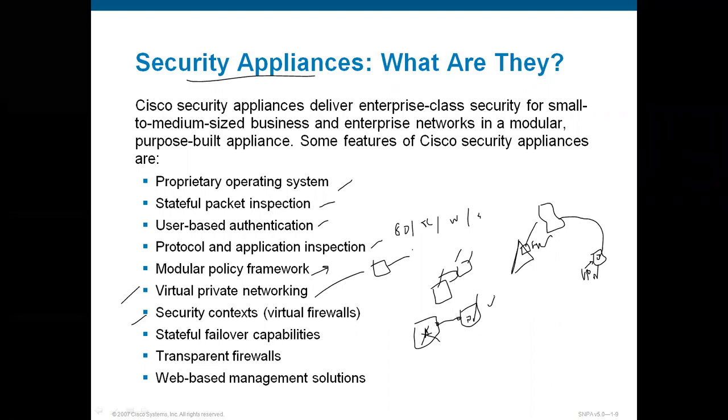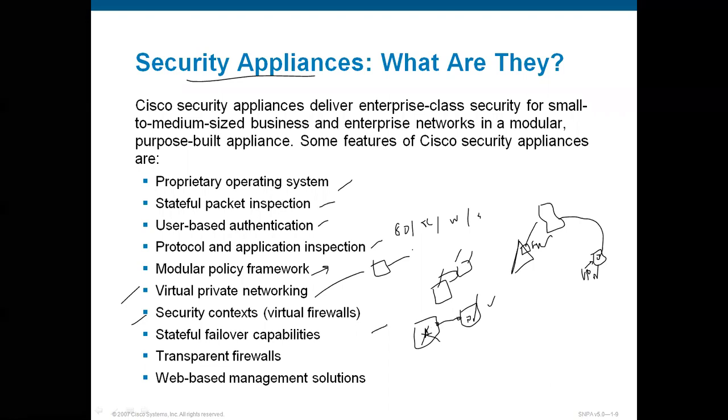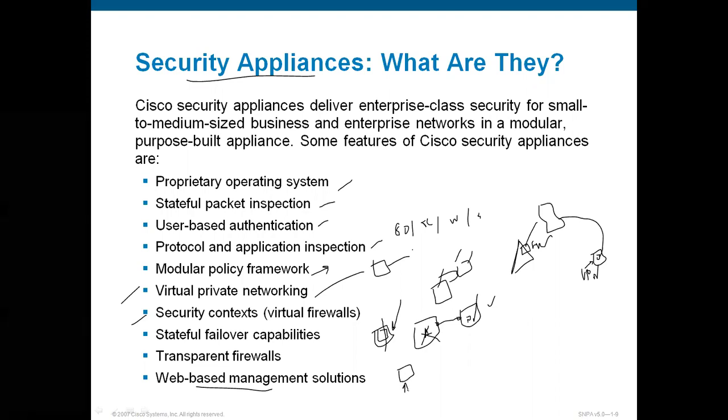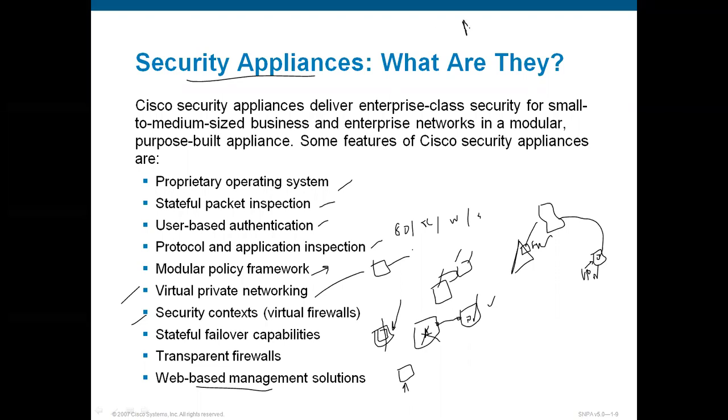Same as HSRP, we have seen that, right? So that is stateful failover. Then transparent firewall. There is something called transparency. The firewall will be there, but it will just be collecting the logs; you will not see it, and it will not deny anything. So it will be a transparent firewall, and you will have visibility with that. You can make the firewall like that also. And then also web-based management solution. Instead of CLI, you can use ASDM, GUI-based also. So these all are the ASA features.